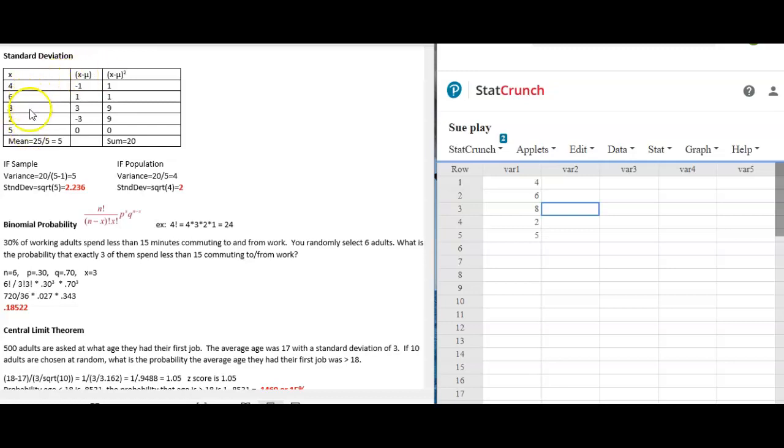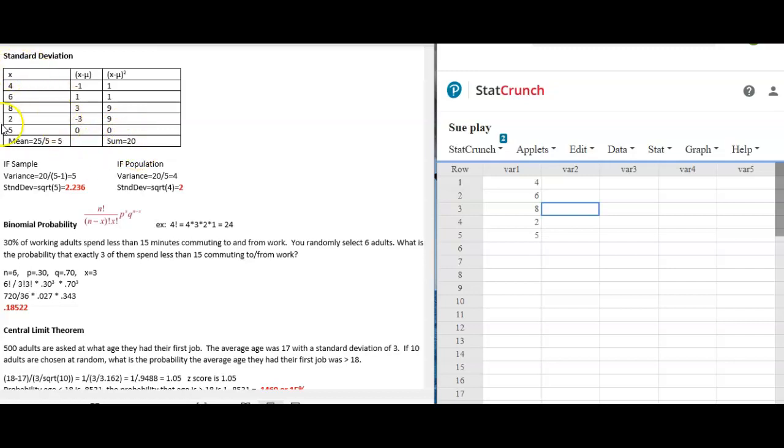These are our x values: 4, 6, 8, 2, 5. We calculated the mean to be 25 divided by 5, which is 5, and then we subtract the mean from each of our values. That gives us our deviation. Then we square those values, which is this last column here, and we add that up. The sum of the squares is 20.